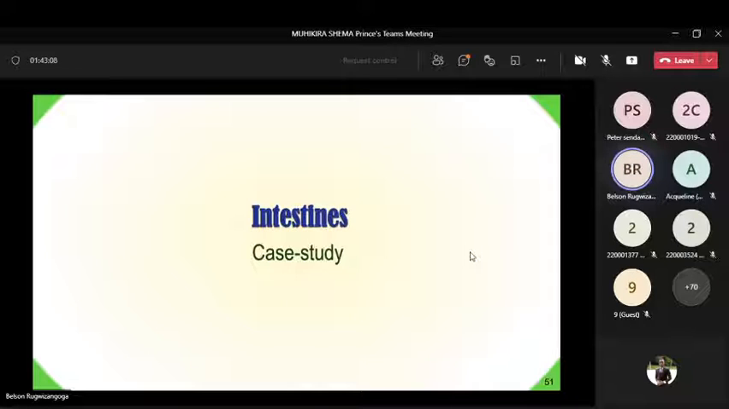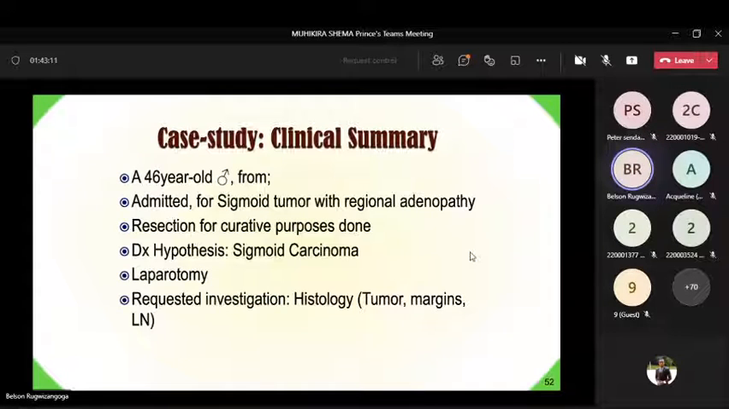So we start with a case study. This was a 46-year-old male patient. I removed his provenance. He was admitted for a sigmoid tumor with regional adenopathy, or lymphadenopathy, or lymph node enlargement. So they did the resection for curative purposes.